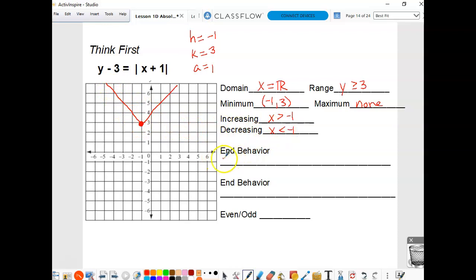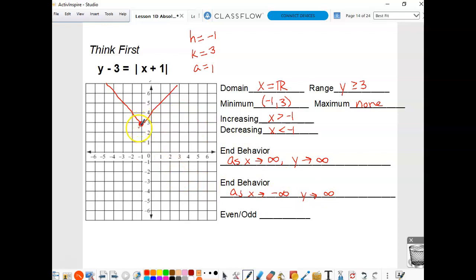The end behavior, remember, is just that fill in the blank. So as x approaches infinity, y approaches... well, as x gets bigger and bigger, y is going to get larger and larger. So it's going to positive infinity. As x approaches negative infinity, so as x gets smaller and smaller, my y is getting larger and larger again. So y is approaching positive infinity.